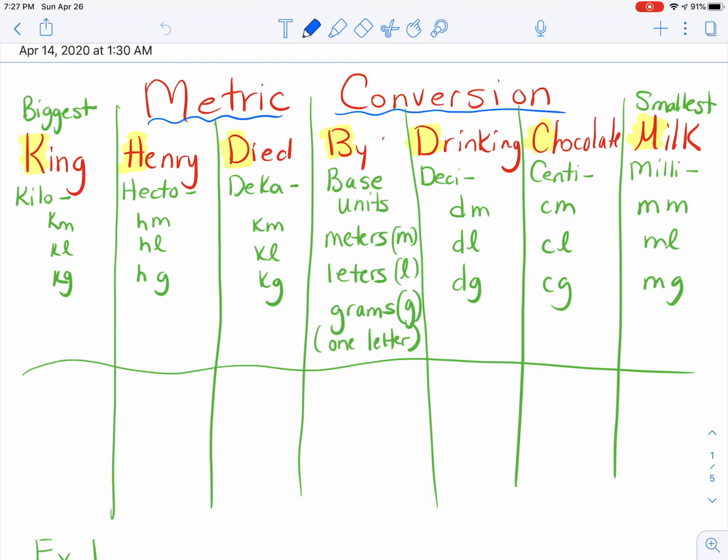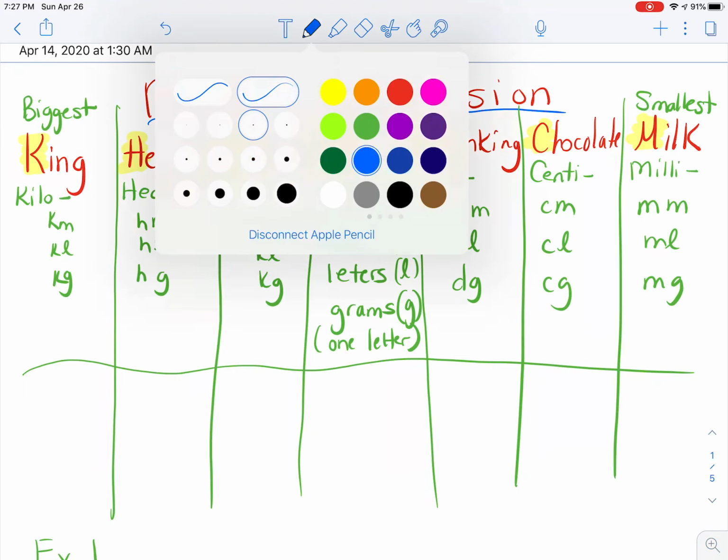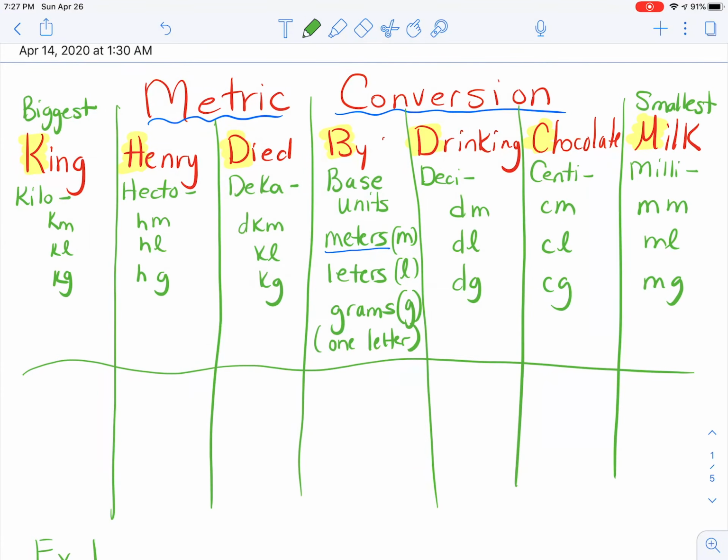Now, if you're talking about measuring lengths and distances, you're going to use the base unit of meters. So it would be kilometer, or km, hectometer, or hm, decameter, which is dkm. Deci is just one D, dm, centi, cm, millimeter, mm. Now, if you're just talking about something that's measured to the nearest meter, it's just the one letter, m.